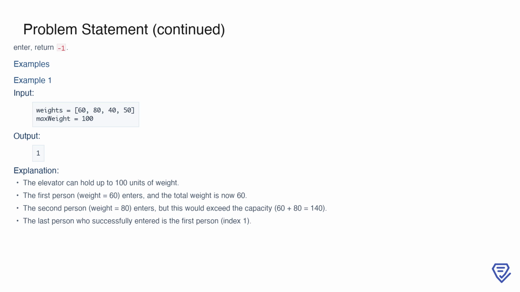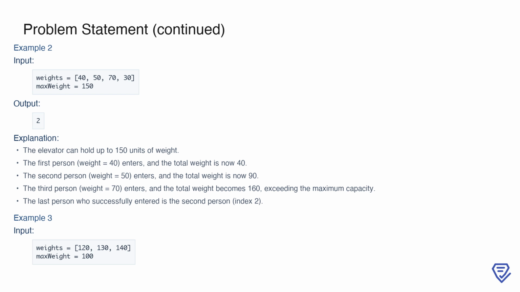To solidify this understanding, let's look at some example scenarios. Consider the first example. Here, the weights list is 60, 80, 40, 50, and the max weight of the elevator is 100. The first person, weighing 60, enters, and the total weight becomes 60. The second person, weighing 80, would cause the total to become 140, which exceeds the capacity. Therefore, they cannot enter. This means the last person to successfully enter was the first one, at index 1.